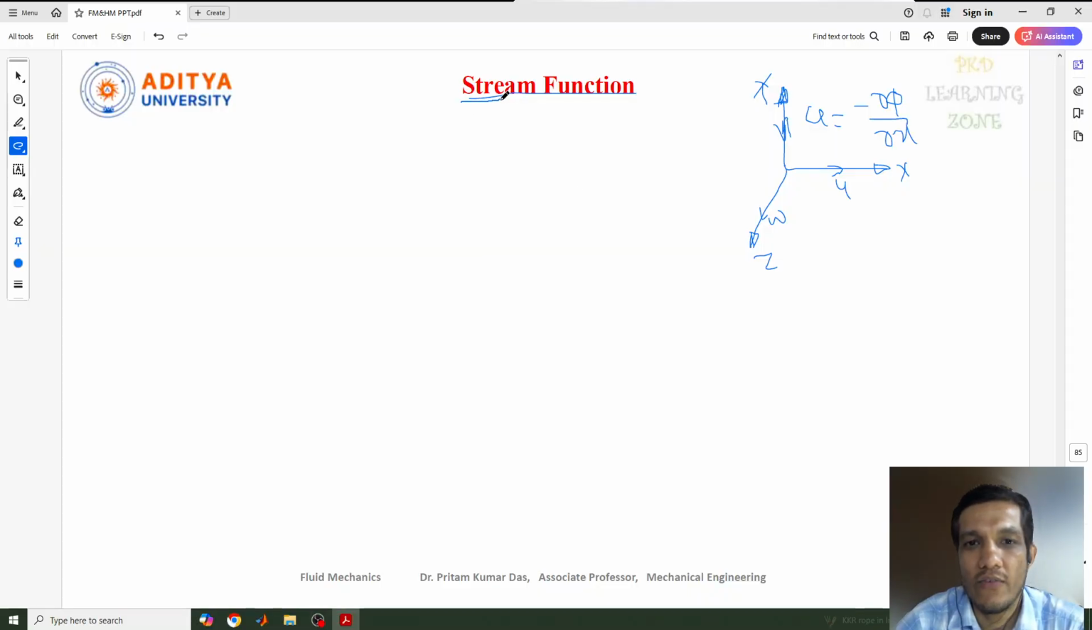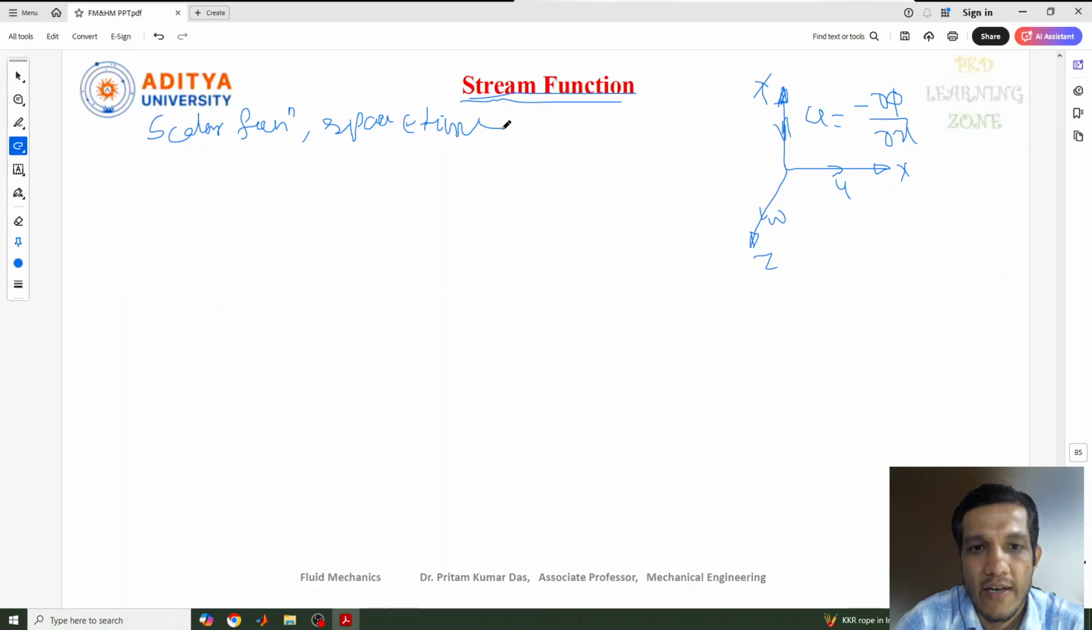But the stream function, what does it say? Actually it is defined as a scalar function. It is a scalar function with respect to space and time. So let me write, it is a scalar function. The previous one is also the same thing, a scalar function, and it is a function of space and time. So the partial derivative with respect to any direction.